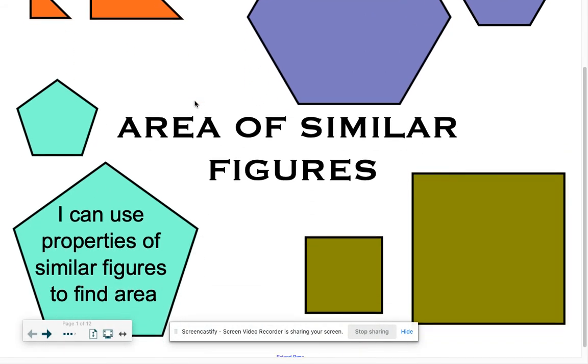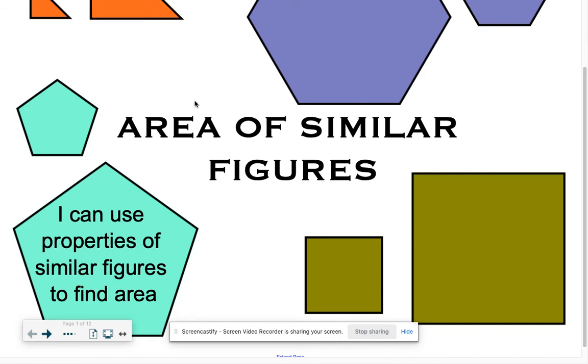Hi, folks. We are on our last lesson of the chapter already. I feel like this chapter went so fast. But area of similar figures. So we've spent all chapter finding areas of all kinds of things, right? And today we are going to actually see if we have some shortcuts or some properties that we can learn about area of similar figures.